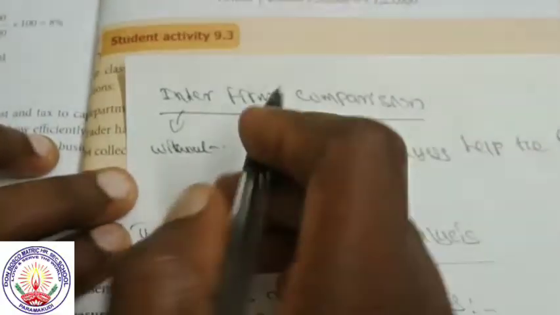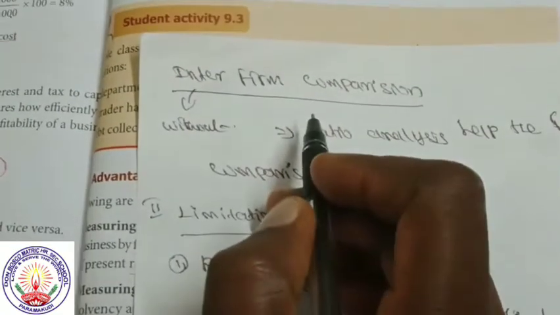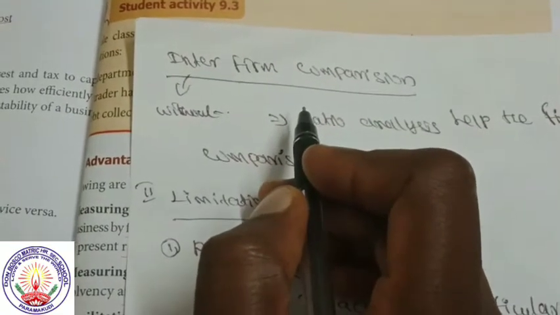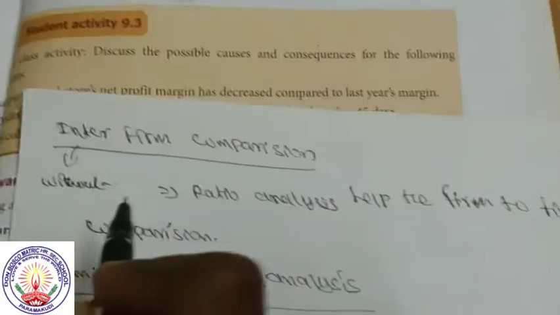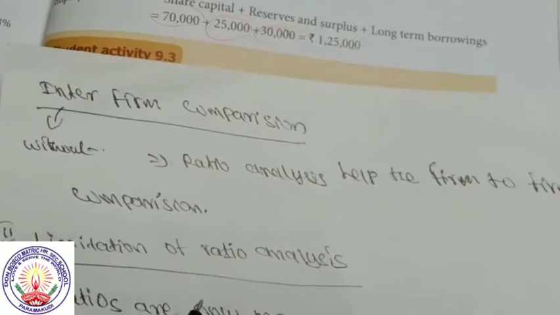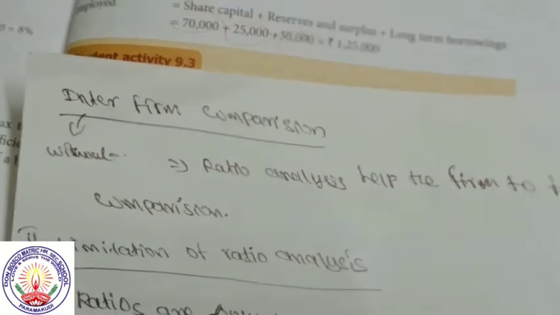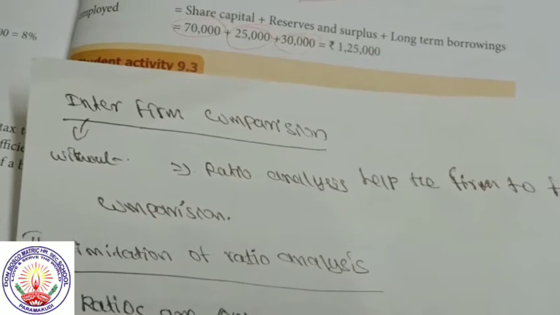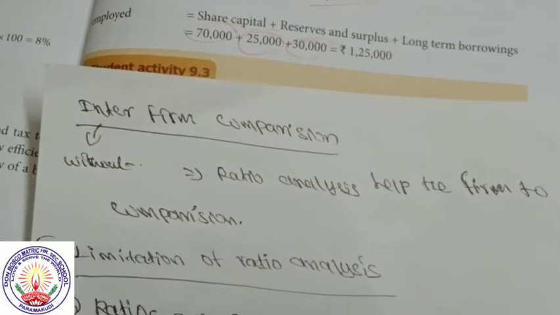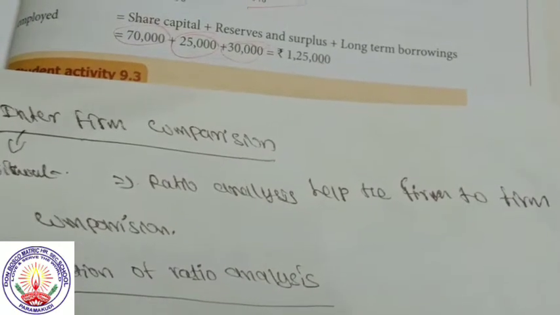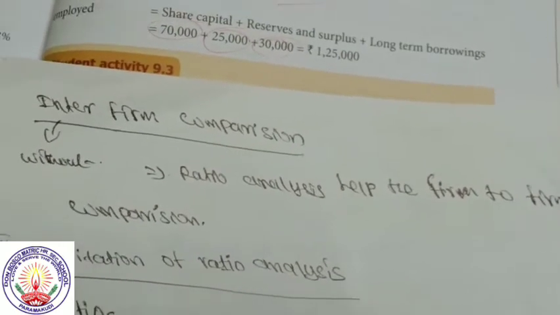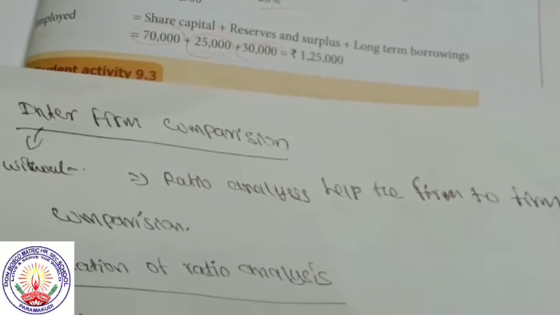Last point, inter-firm comparison. Inter means outside the organization, comparing one company to another company. Ratio analysis helps with firm-to-firm comparison. It is very important in a competitive world. New technology is used to help sales, and new products are introduced for the business and the firm. It helps with comparison, and with how to develop the company through inter-firm comparison.